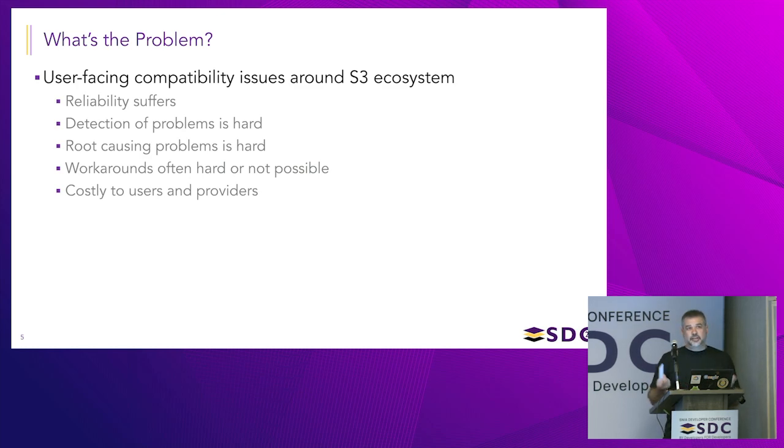So now that you have a basic understanding of the current ecosystem, what's the problem? The problem is user-facing compatibility issues around this S3 ecosystem. Maybe an application was up and running just fine, and then it just breaks suddenly. Maybe a change was made, like a library was upgraded or a config parameter was tweaked. Or maybe no change was made and the application just performed an operation that wasn't supported by the storage system that you're talking to.